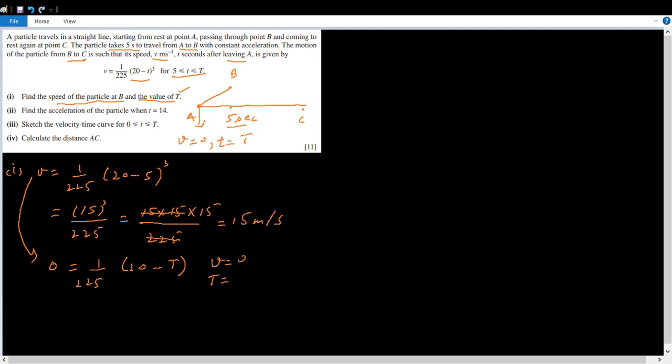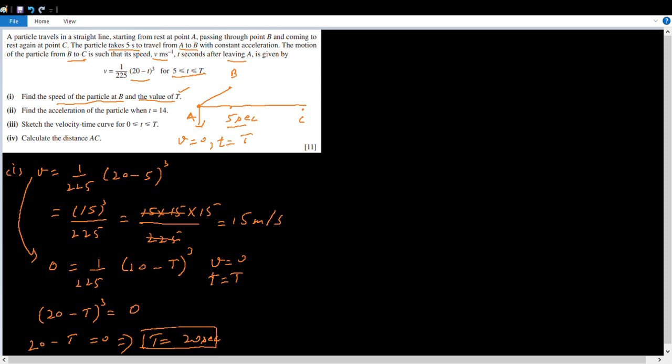T is equal to capital T. So now it's cubed here. So obviously when it will move to this side, it will be 0. So it will be (20 minus T) cubed is equal to 0, and 20 minus T is equal to 0, because you know cube root of 0 is 0. So it will be T is equal to 20 seconds. Fine.